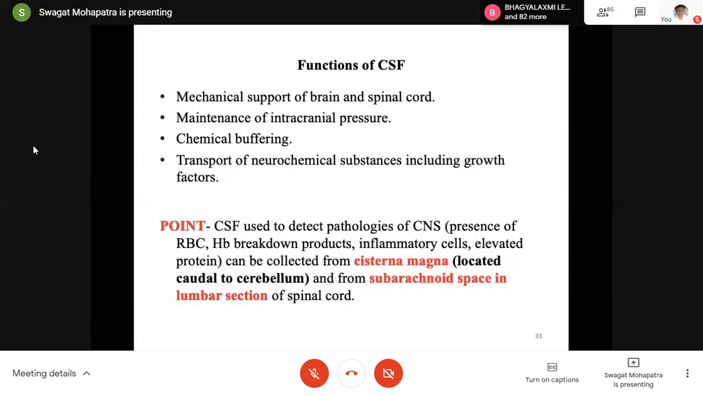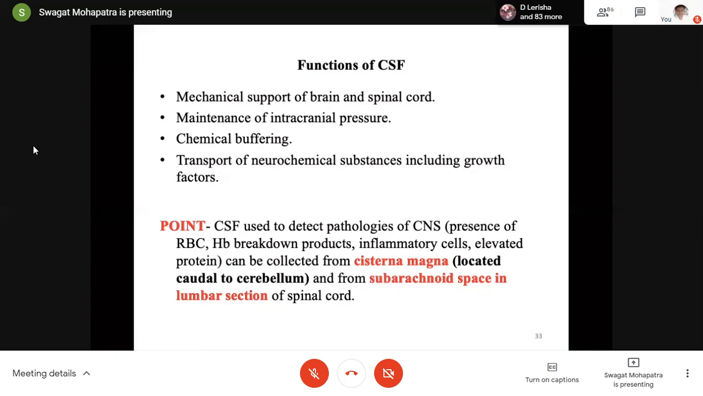Secondly, maintenance of intracranial pressure. Suppose there is a change in the blood pressure, immediately the pressure in the CSF is not changed, and in this way the pressure is maintained, or the fluctuation of the pressure is adjusted a bit. So inside the cranial cavity, in the lateral ventricles, in the third and the fourth ventricles, it helps in the maintenance of the pressure. Intracranial pressure maintenance is also a function of this CSF.